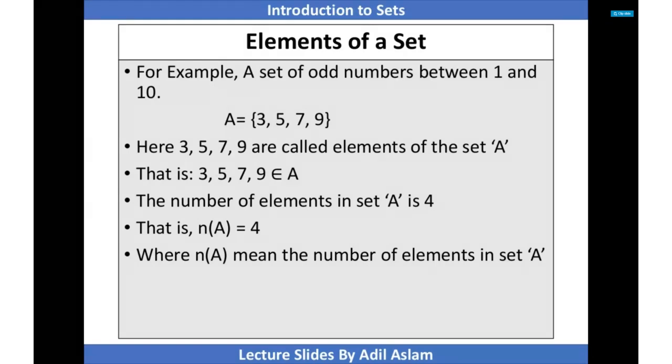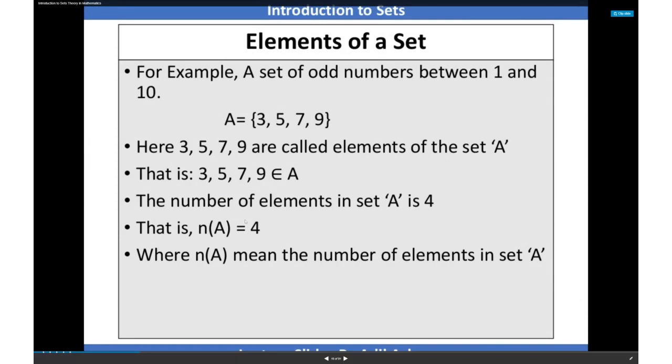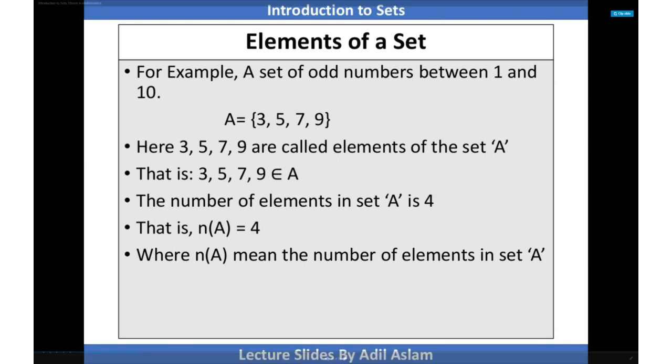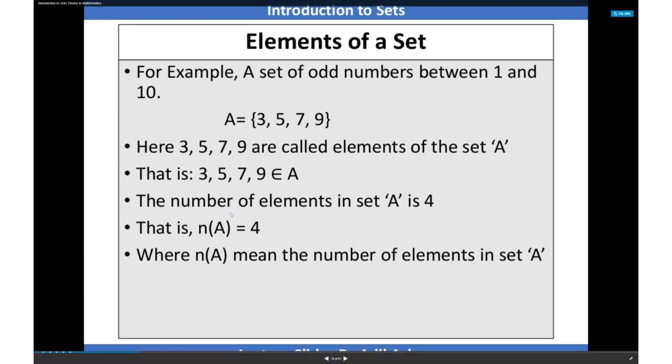The number of elements within a set is expressed as n(A), where A is the set in question. So you can as well have n(W), or n(students), or n(Kenya). Then you close the bracket. So that's how we express that. Now, this is called the cardinality of the set.